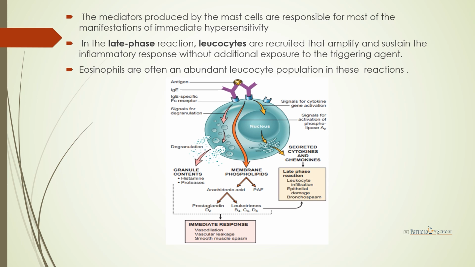As we can see, IgE activation produces two changes. It first causes degranulation, which causes the release of histamine and proteases, and it also signals the nucleus to release cytokines and membrane phospholipids. Then it causes platelet aggregation factor release and arachidonic acid release. Then this evolves into prostaglandin D2 and leukotrienes B4, C4 and D4.